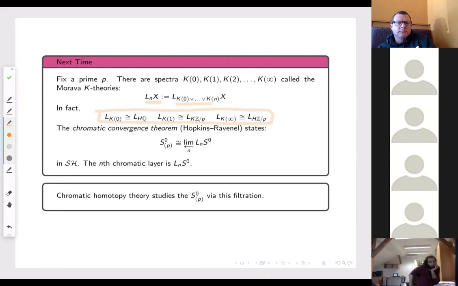And we'll come back to this, but there's an amazing theorem of Hopkins and Ravenel called the chromatic convergence theorem. And it states that the p-local sphere is actually the inverse limit. So this is the homotopy inverse limit, in SH, of these L_n local spheres. And this is what people call the nth chromatic layer. And what is chromatic homotopy theory? It studies the p-local sphere via this chromatic filtration. I'm out of time, so I won't be able to do the cool slides, but I'll do them next time.